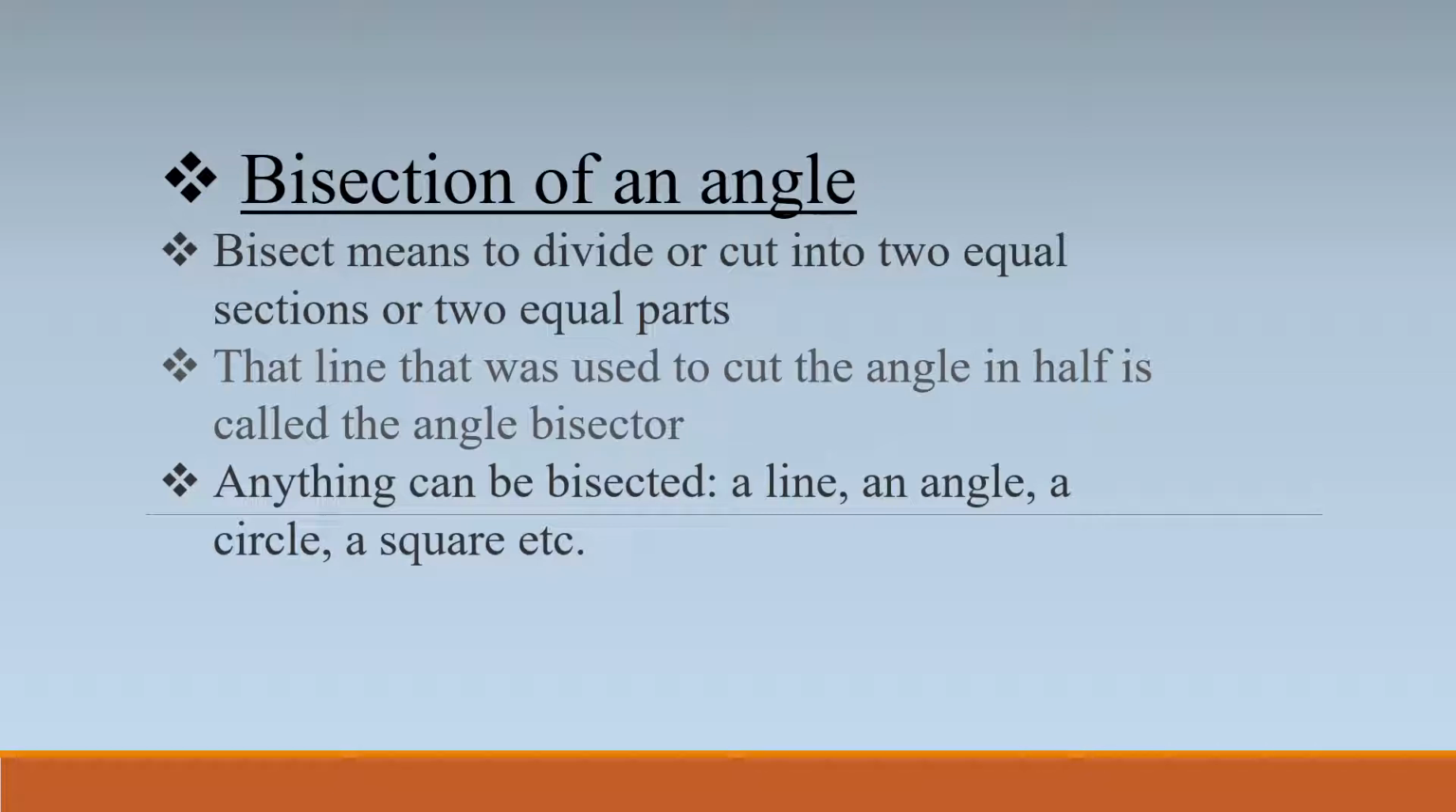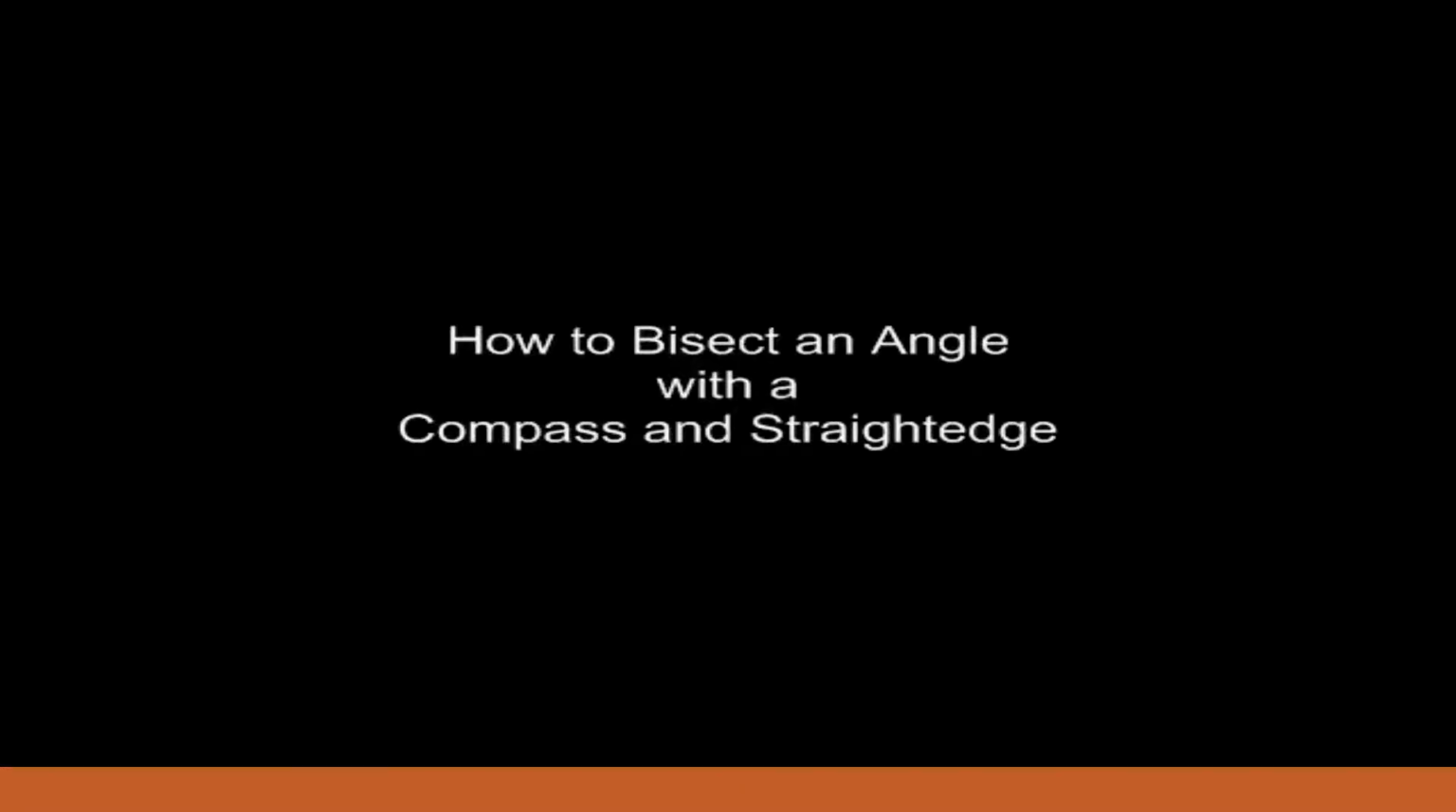Anything can be bisected: a line, an angle, a circle, or a square. Now students, I will show you a short video explaining how to bisect an angle. The purpose of this video is to show how to bisect an angle using a compass and a straight edge.